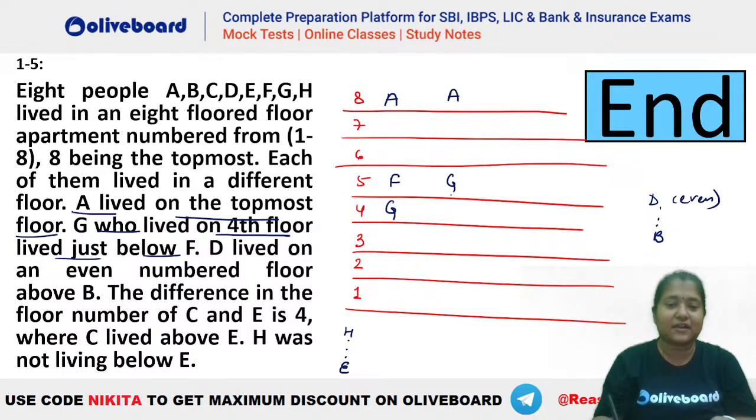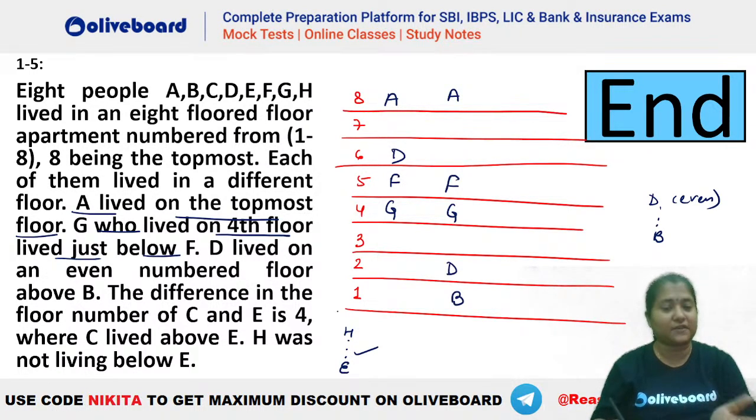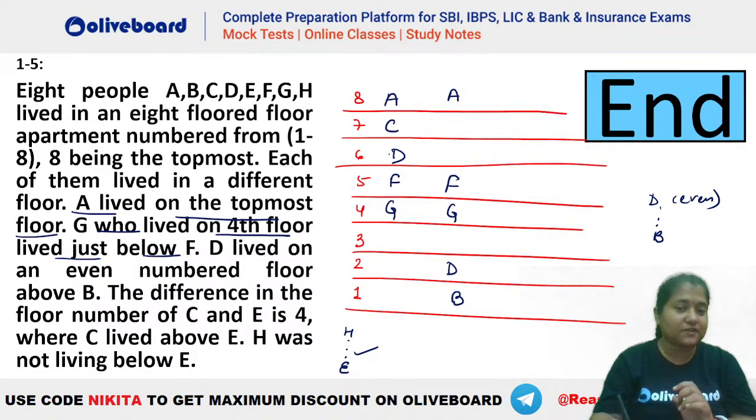So let's try, right? E, A, F and G, this is given here. Now D has to be even, somewhere above B, can be like this, and D is even, somewhere above B, can be like this as well, right? So these are the two possibilities that you can have. Okay. Now let's see what else do we have. We should have your H living above E, and also the difference between C and E has to be 4, where C has to be above E. So in the first case, C and E will be like this, right? I hope this is clear.